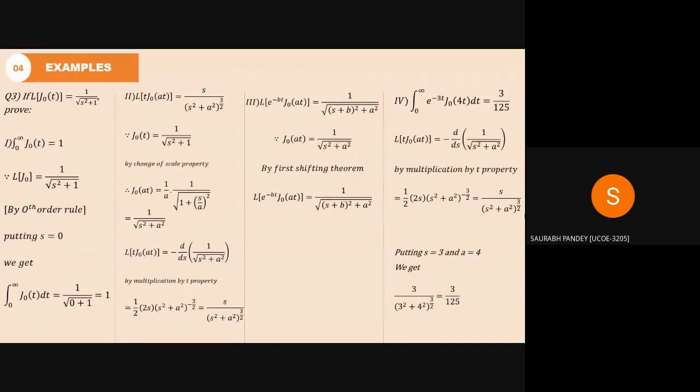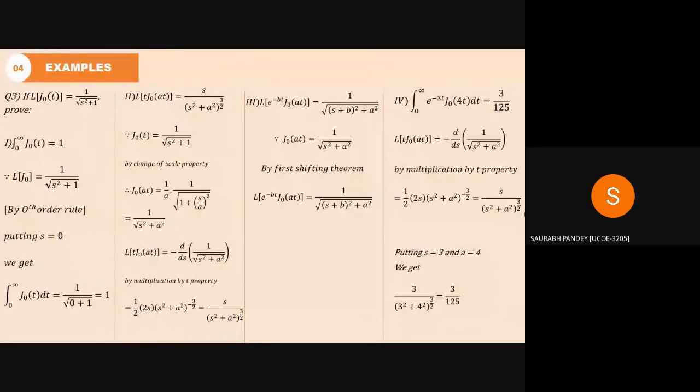And the Laplace of t J naught at is equal to minus d by ds. This one we have taken from the previous sum. We can follow the steps up to here, and then by applying the multiplication by t property we get 1 by 2s (s square plus a square) raised to minus 3 by 2, which is equal to s by (s square plus a square) whole raised to 3 by 2. Just putting s equal to 3 and a equal to 4, we get 3 by (3 square plus 4 square) raised to 3 by 2, and the answer comes to be 3 by 125, which was asked in the proof.